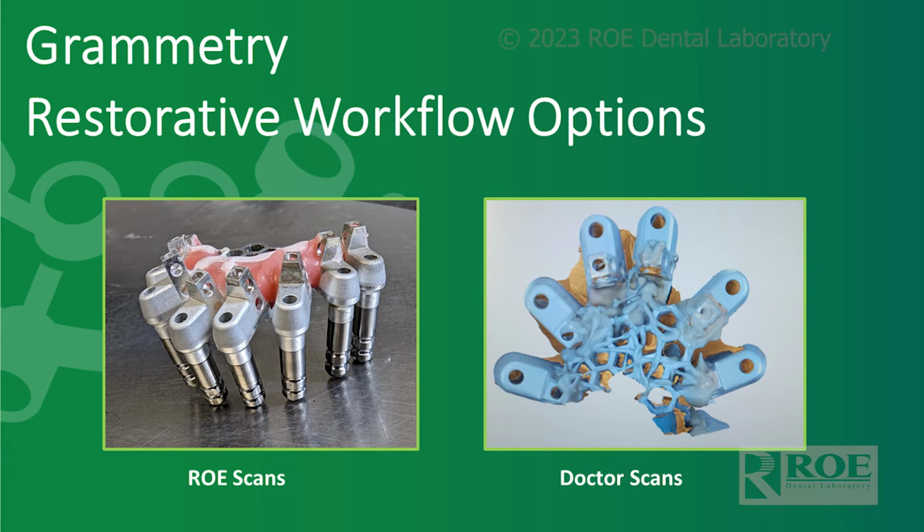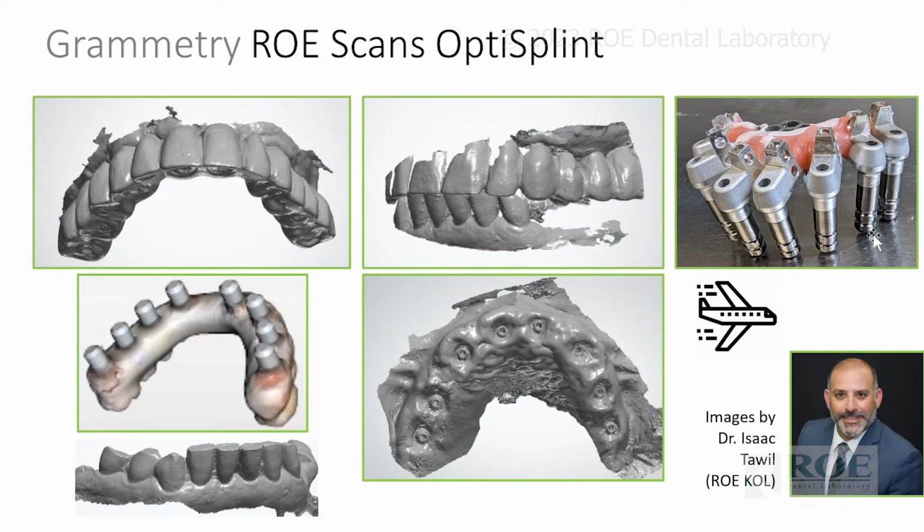We do have some other techniques for a digital workflow, one called the iJig, which I would probably recommend over the OptiSplint Grammetry workflow. But this does work as well. And in this case, this is a patient who's healed. Maybe they need a new prosthesis. Maybe it's time to go to a final.